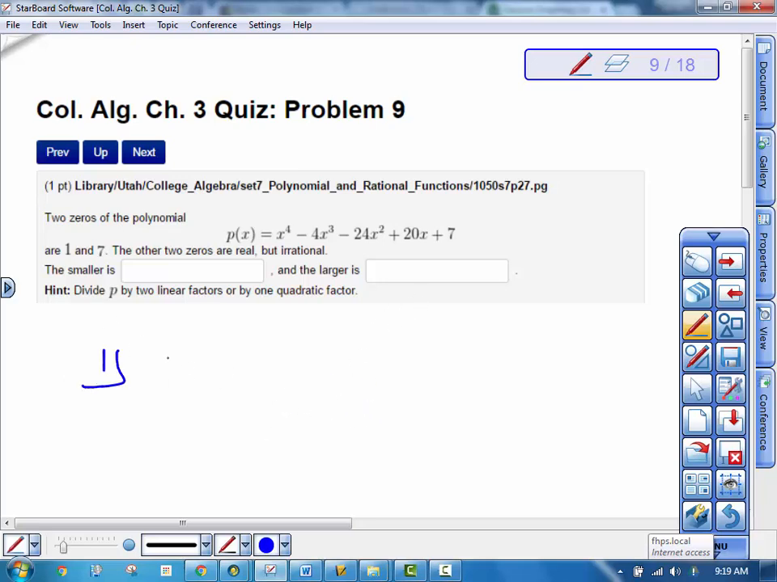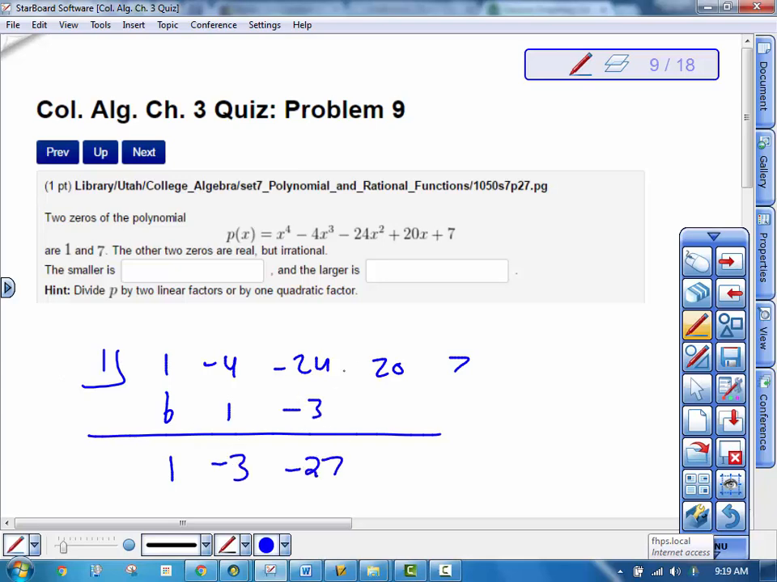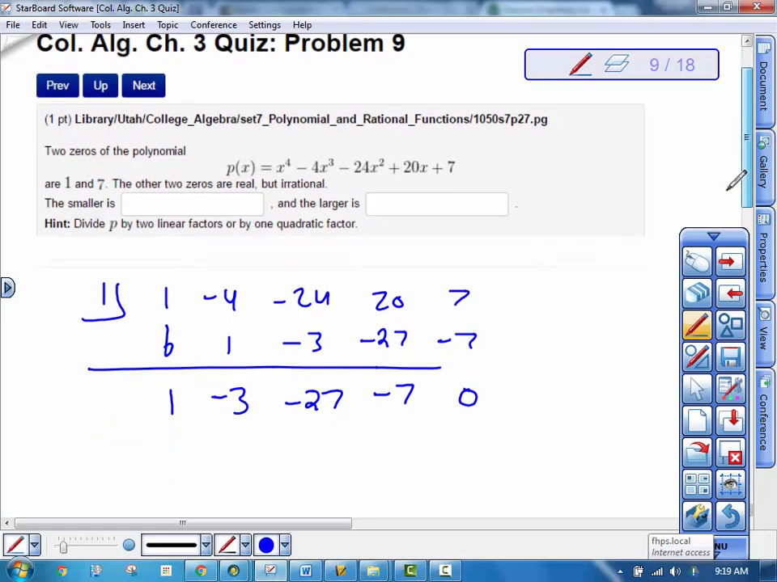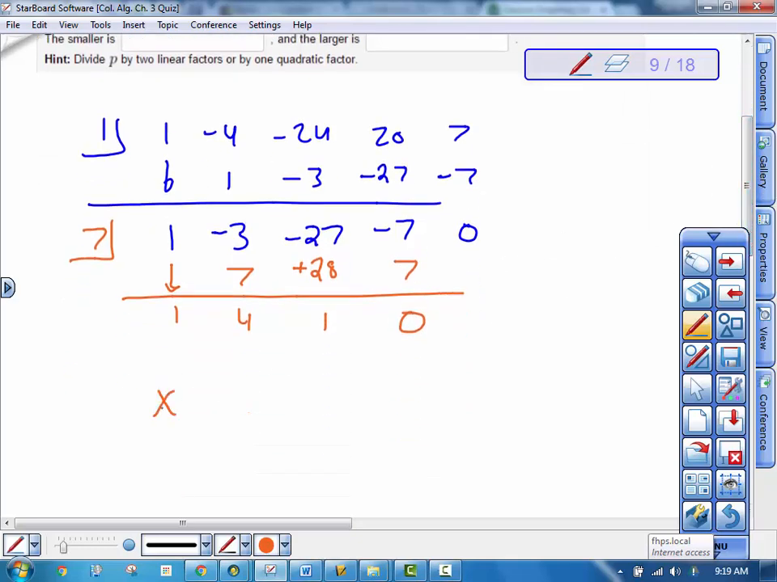So I'll do synthetic twice, divide 1 into this: 1, negative 4, negative 24, 20, and 7. Drop down the 1, multiply, add, multiply, add, multiply, add, multiply, and you get no remainder, which is what we want because we were told they went in evenly. If they're roots, they do anyway. So then divide 7 into what's left over, drop down the 1, and multiply. 7 gives you 4, multiply, you get positive 28, add, and you get 1, multiply, you get 7, no remainder. So it turns out my quadratic that was left over was x squared plus 4x plus 1.